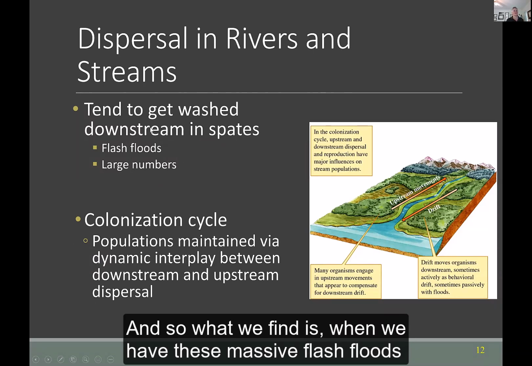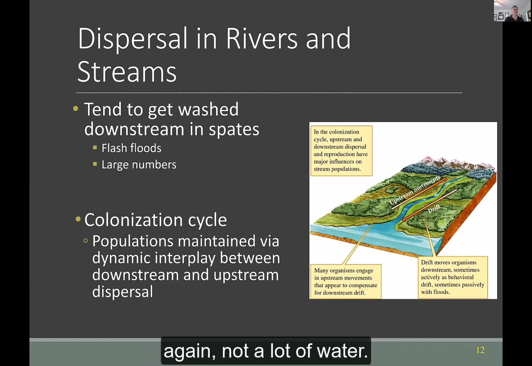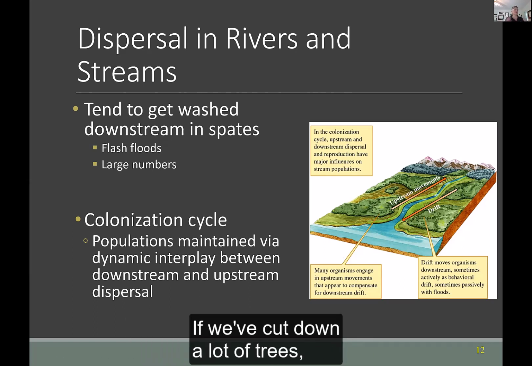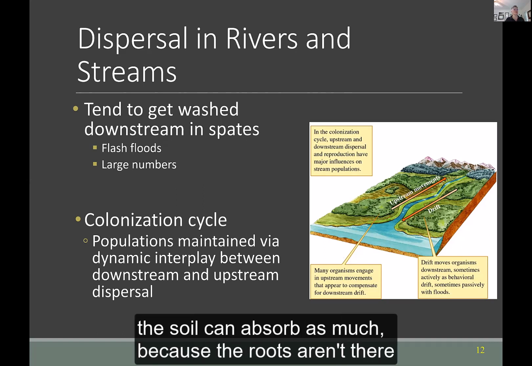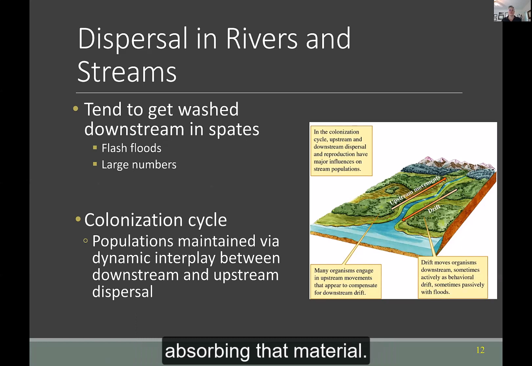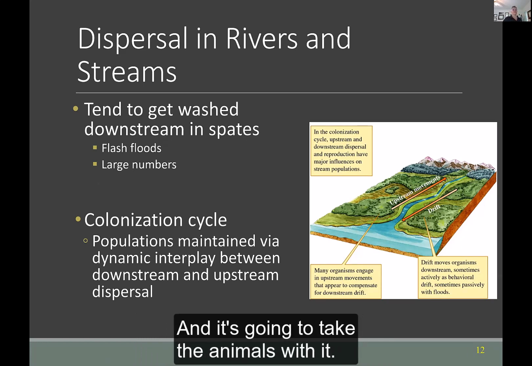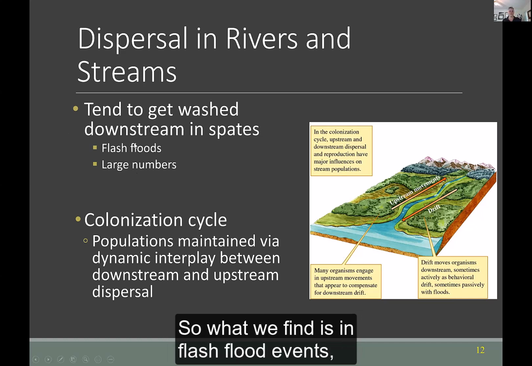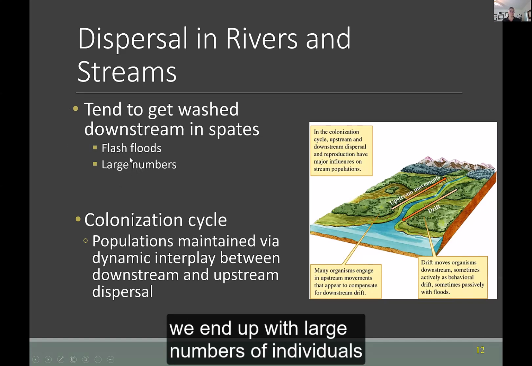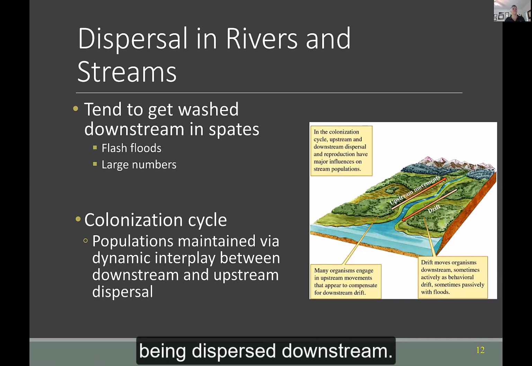And so what we find is when we have these massive flash floods, if we cut down a lot of trees, the soil can't absorb as much because the roots aren't there absorbing that material. And all that material has to go somewhere, right? It's going to take the animals with it. So in flash flood events, we end up with large numbers of individuals being dispersed downstream.